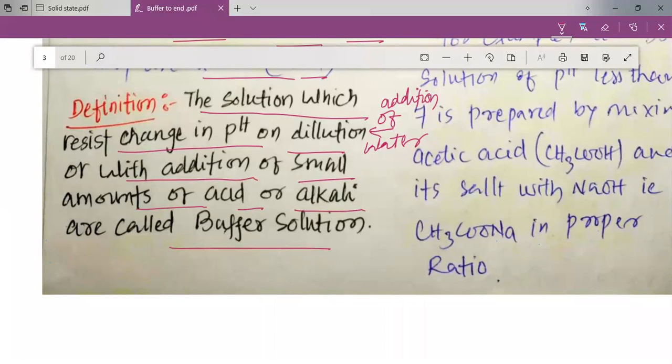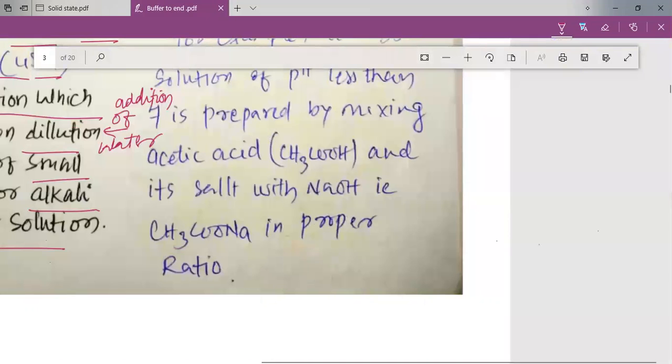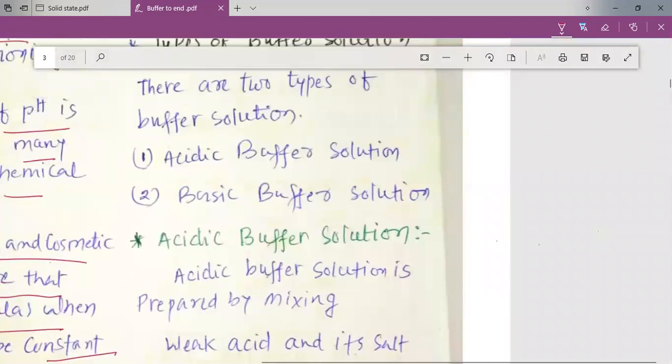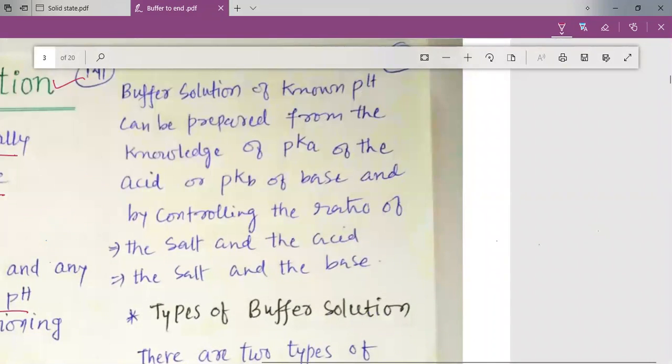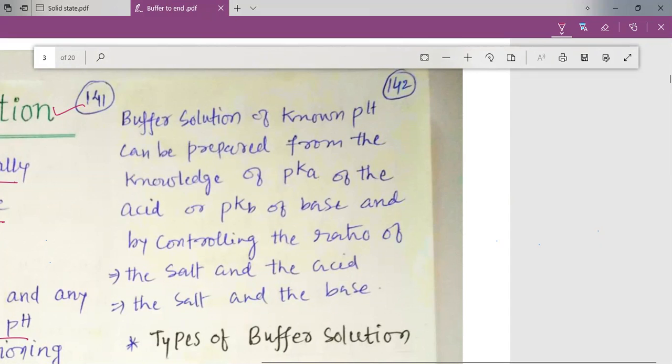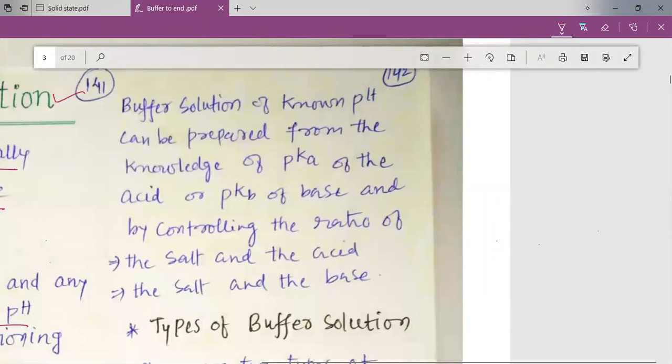So my dear students, the type of solutions which resist the change in their pH when you add something from outside, if you add a small amount of water, that means if you dilute them, or if you add a small amount of base, which is also known as alkali, they do not allow their pH to change, and these types of solutions are known as buffer solutions. Our blood and our urine are actually buffer solutions, especially our blood.